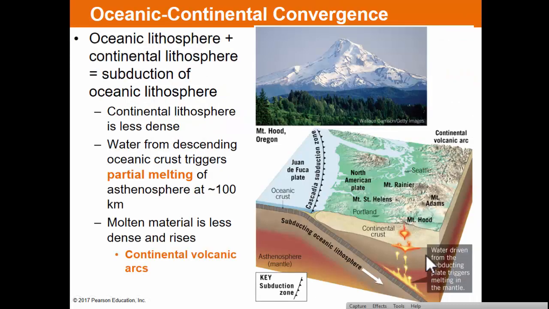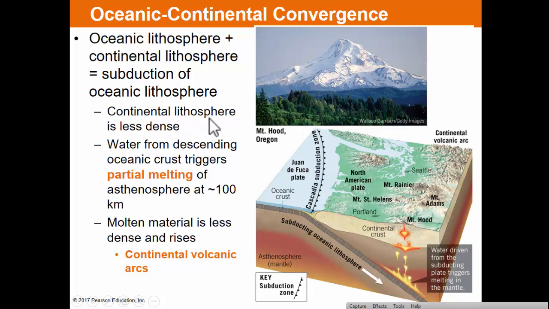The oceanic-continental convergence, that subduction zone of oceanic lithosphere, creates most of the volcanoes that we see above the surface of the Earth. And again, here is the subducting oceanic lithosphere. This is the subduction zone. It creates some type of little trench. Even offshore of North America, we have a trench. As that plate subducts under, water is driven from the subducting plate, triggers melting of the mantle, that magma wells up, and you get your volcanic range. Mount Hood, Mount Adams, Mount Rainier, Mount St. Helens, right on up into Canada.